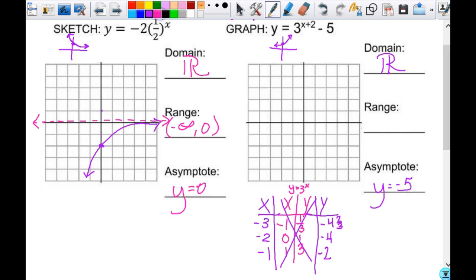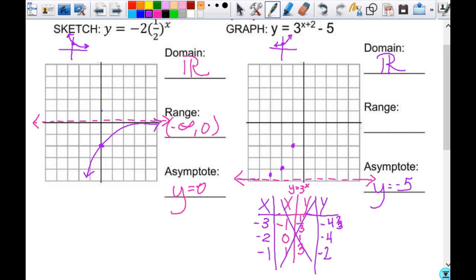So I'm going to go ahead and draw in my asymptote right here. Right, so y equals negative 5. And then I've got 3 points that I can plot here. I'm going to go to negative 3, negative 4 2/3. So 1, 2, 3, 1, 2, 3, 4 2/3. That's pretty darn close to there. Then negative 2, negative 4. And at negative 1, negative 2. All right. Everybody good with all that?